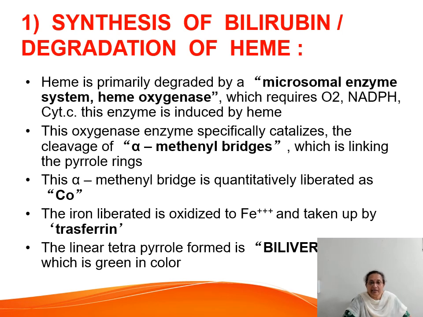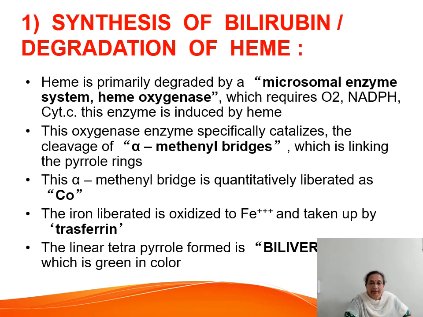Okay, and this enzyme is going to be induced by heme. So whenever heme is available, this enzyme is induced, that means produced, to take part in its action. This is a monooxygenase enzyme, which specially catalyzes the cleavage of alpha methenyl bridges, which link the independent pyrrole rings. These alpha methenyl bridges are quantitatively liberated as carbon monoxide. So the molecule which is liberated during the formation of biliverdin is carbon monoxide.